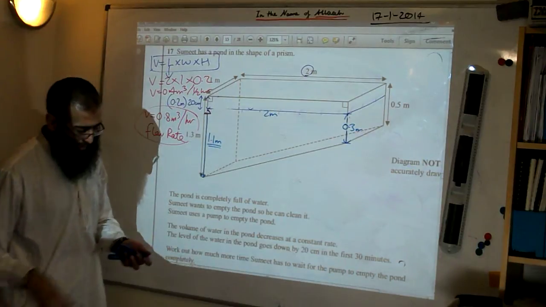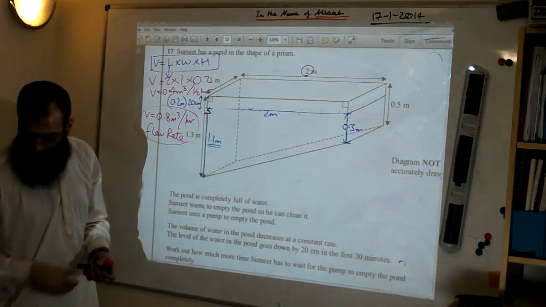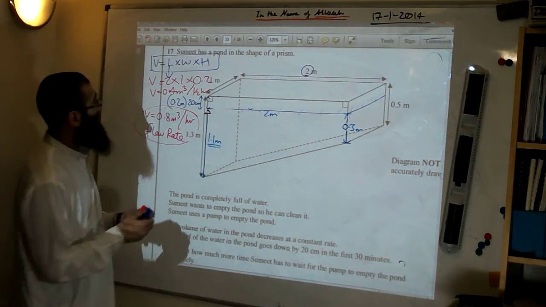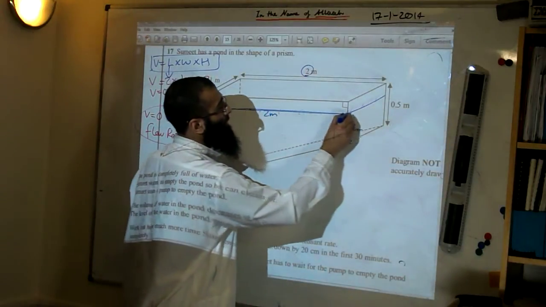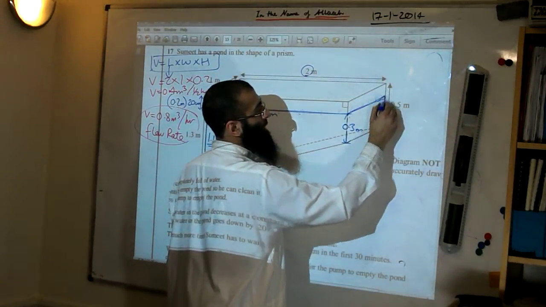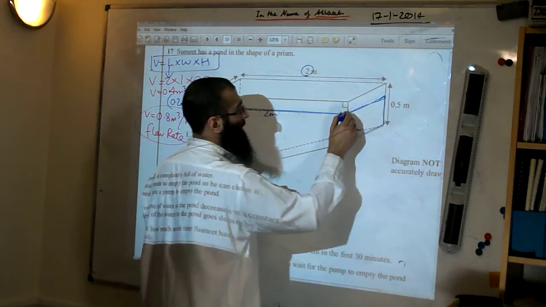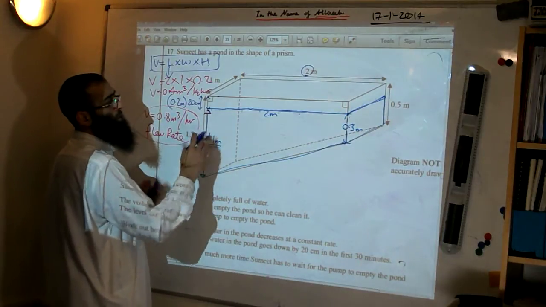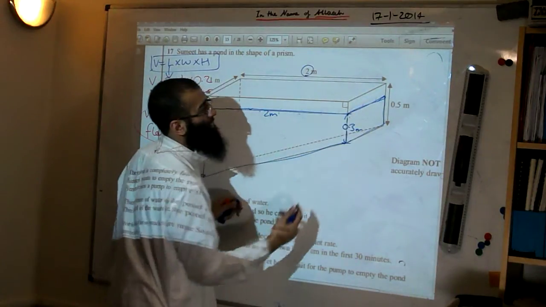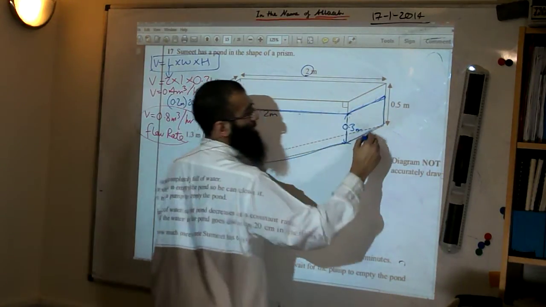Okay, so I'm now going to focus on this trapezium and its thickness. The thickness is 1 meter.